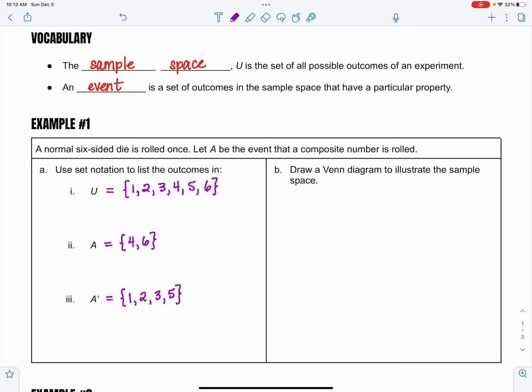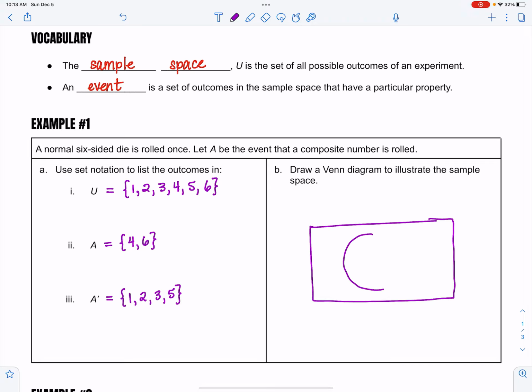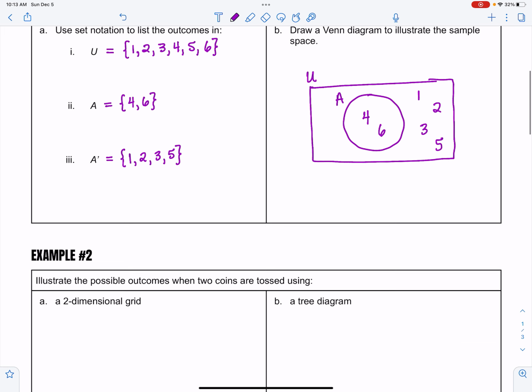So if I want to use a Venn diagram to illustrate it, I'm going to draw my rectangle for my universal set, and I'm going to draw a circle, and I'm going to label that circle A. So the set of numbers that are in A are 4 and 6, and the set of numbers that are not in A but still inside of the universal set is going to be a 1, 2, 3, and a 5. And remember, you always want to label your rectangle with a U because that tells you that that is your universal set. All right, so let's look at example 2.